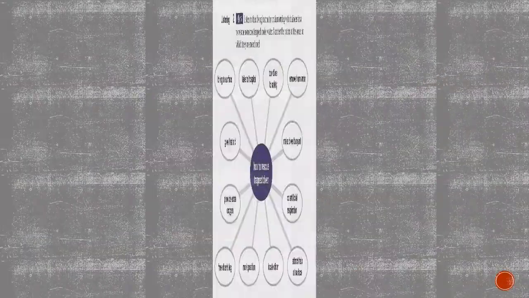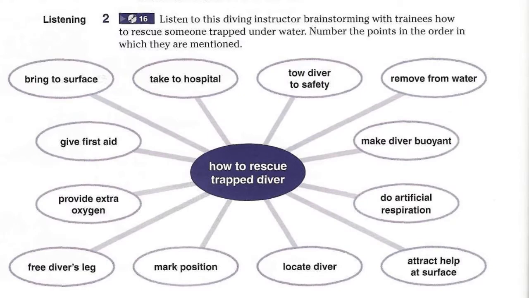Now, please go to exercise number 2. Listen to this diving instructor brainstorming with trainees how to rescue someone trapped underwater. Number the points in the order in which they are mentioned. We have these points, and we need to put the numbers as they are mentioned in the audio.